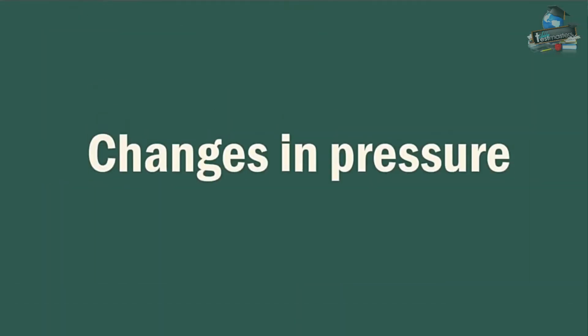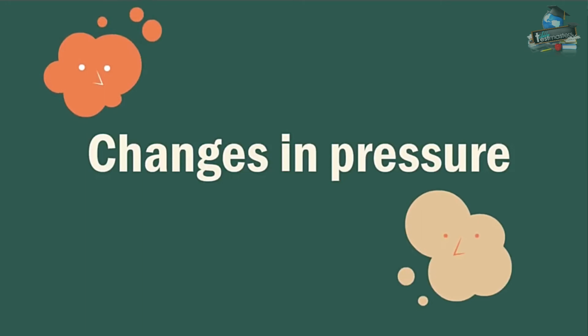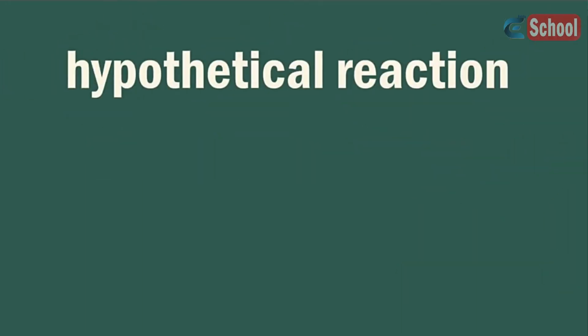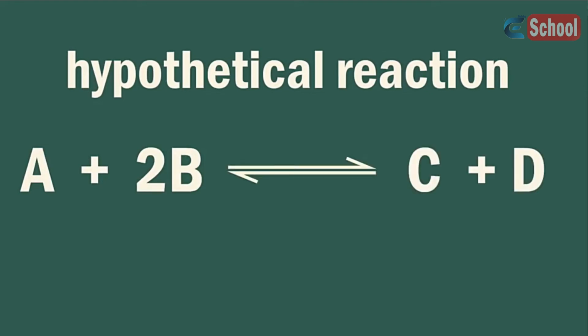Changes in pressure. This stress to a system at equilibrium is only applicable to gaseous systems. For this stress, we will examine another hypothetical reaction at equilibrium, where reactant A reacts with 2 moles of reactant B to form product C and product D.